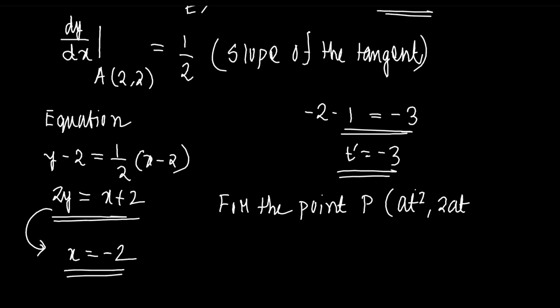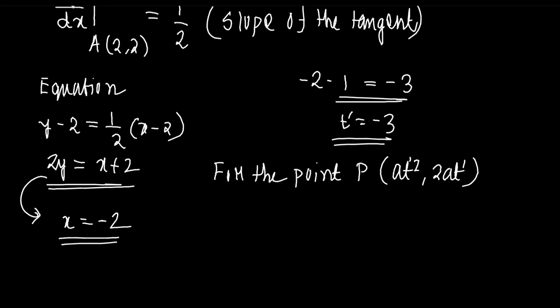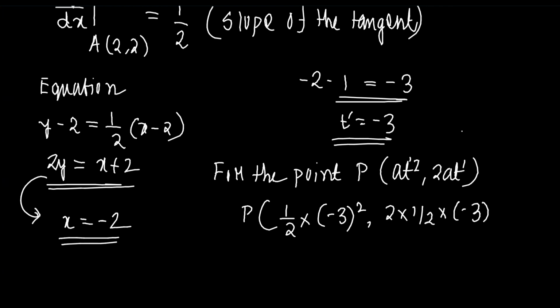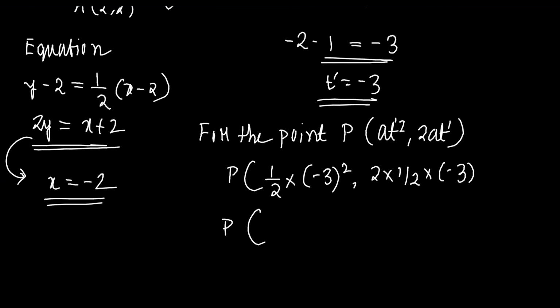So this is 8t square, or 80 280. Okay, so here what we do, right? The coordinates of P will be: a is half into, now t square means what? Minus 3 square, and this is t into, that is 2 into half into minus 3. So the coordinates of P will be 9 by 2 comma minus 3.